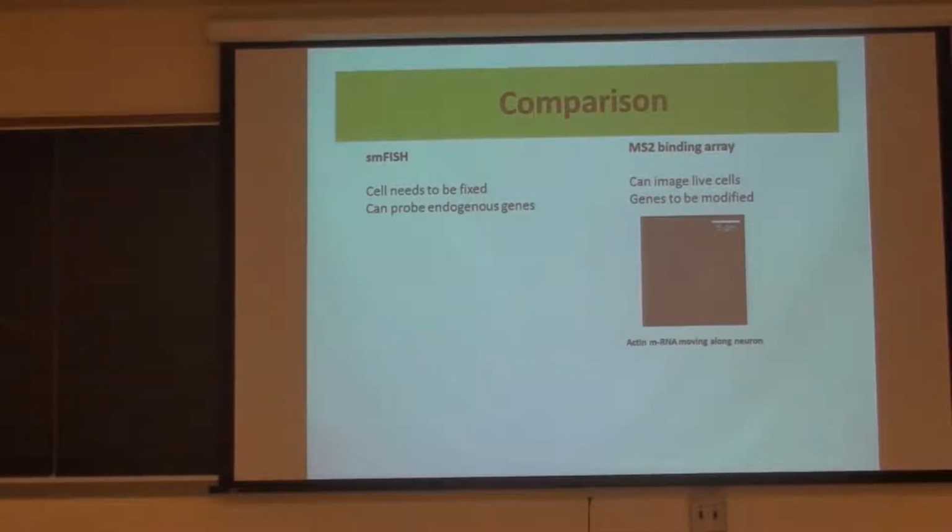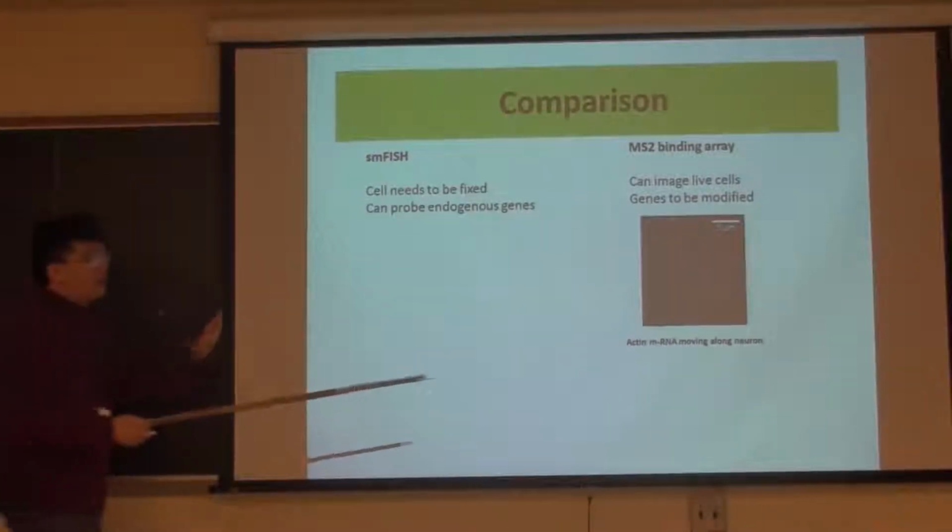So because the neurons have very long processes, right? And mRNA is made here, but then the protein actin needs to be translated somewhere down here, so it has to be transported this way. Okay. And you are imaging it right there.